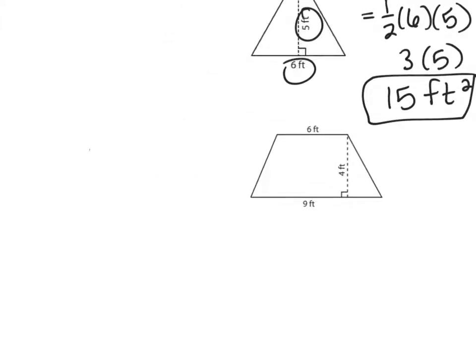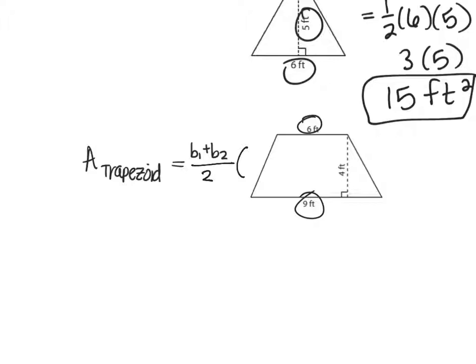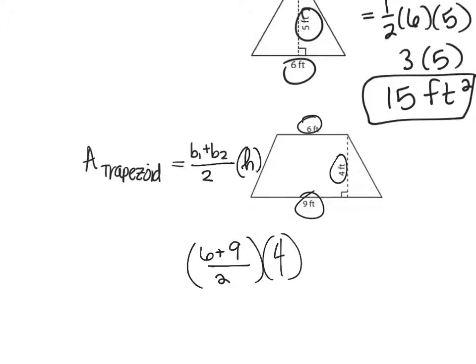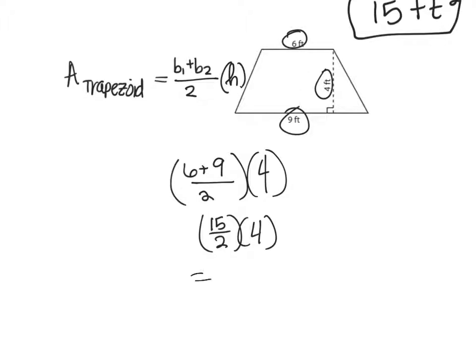For our area of a trapezoid, that is base 1 plus base 2, so my two bases here, divided by 2 times my height. So that's 6 plus 9 divided by 2 times 4. 6 plus 9 is 15 divided by 2 times 4. Type that all in your calculator and you get an answer of 26 feet squared.